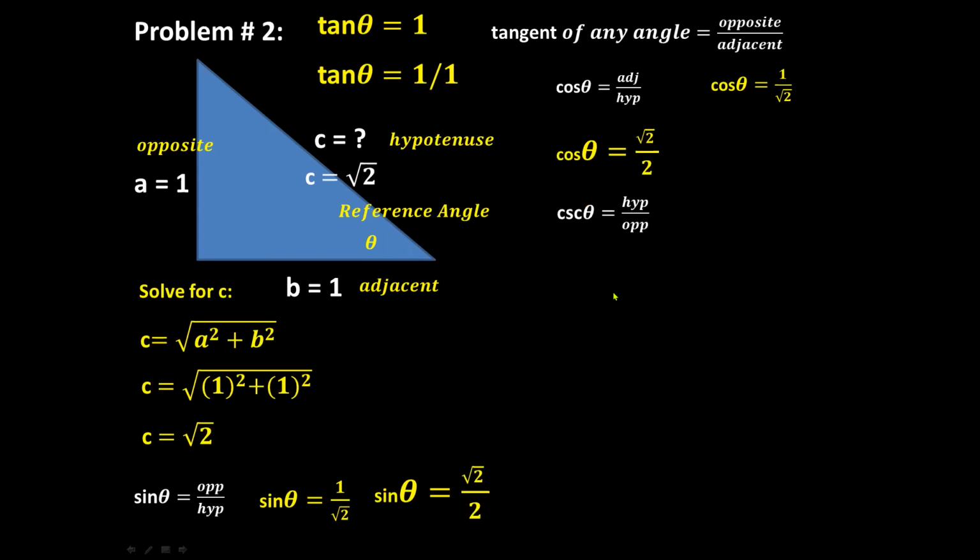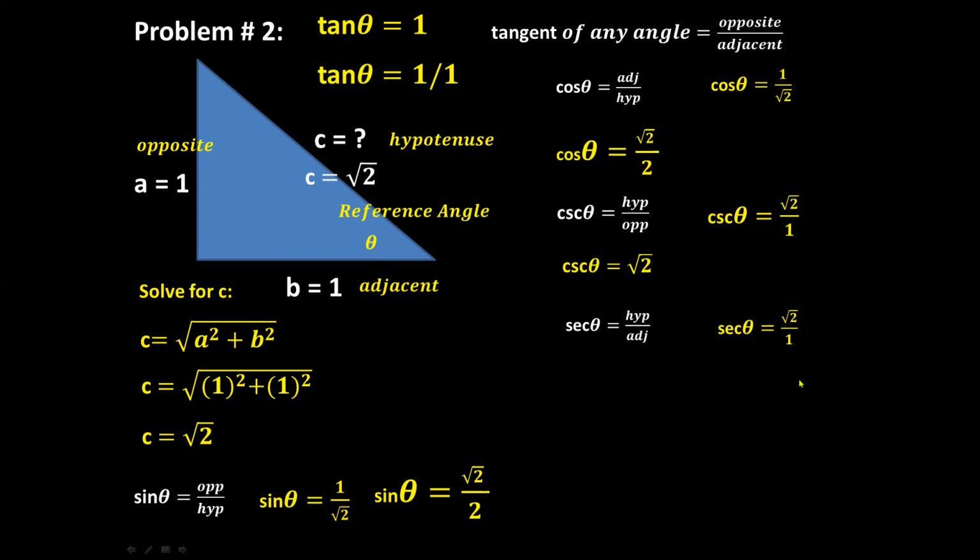Opo, sir. Cosecant theta is hypotenuse over opposite. So dito walang problema. Square root of 2 over 1. But square root of 2 over 1 is also square root of 2. And then for next, secant theta is hypotenuse over adjacent. Ang hypotenuse natin is square root of 2. Ang adjacent natin is 1. That is why secant theta is also square root of 2 over 1. But square root of 2 divided by 1 is still square root of 2.